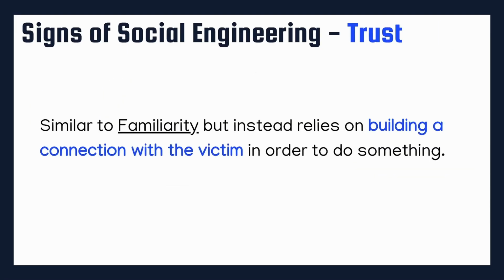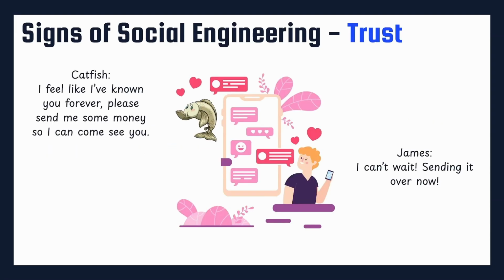Similar to familiarity, trust is all about building that relationship. The social engineer starts from the bottom and needs to build that victim's trust. This is incredibly popular on dating apps. For example, someone may be financing a trip for an online relationship to finally meet in person. But once the money is sent, nothing comes from it.